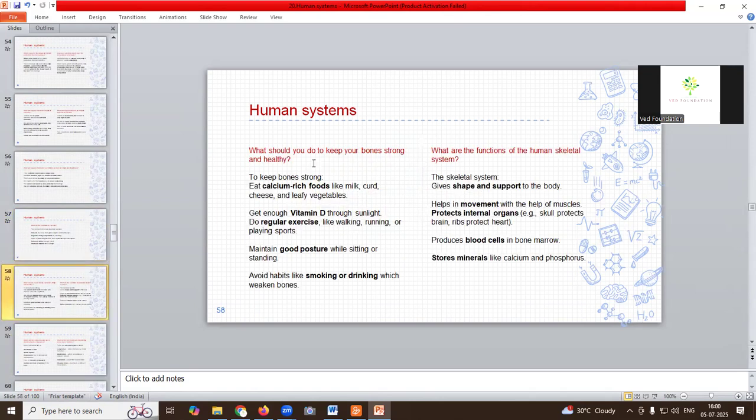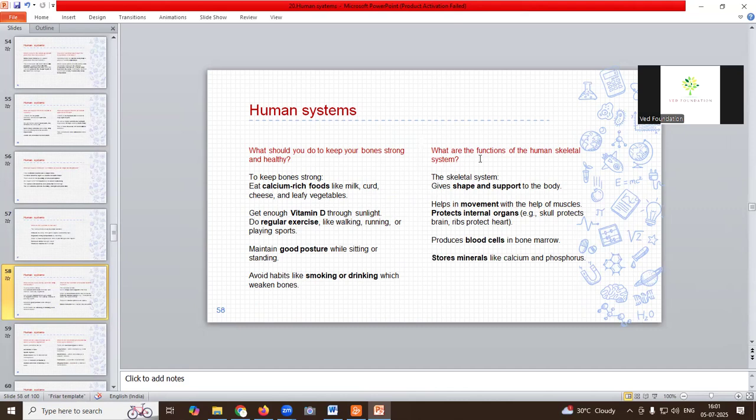Next, what should you do to keep your bones strong and healthy? To keep bones strong, eat calcium-rich foods like milk, curd, cheese, and leafy vegetables. Next, get enough vitamin D through sunlight. Do regular exercise like walking, running, or playing sports. Maintain good posture while sitting or standing. Avoid habits like smoking and drinking, which weaken bones.